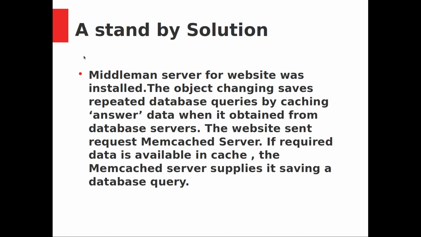So the solution is a standby solution. Middleman, in the sense, in between the server and the user there is one middle server. The middleman server for the website was installed. The object caching saves repeated database queries by caching the answer data when it is obtained from the database server. The website sends a request to the memcache server. If the required data is available in the cache, the memcache server supplies it, saving the database query.